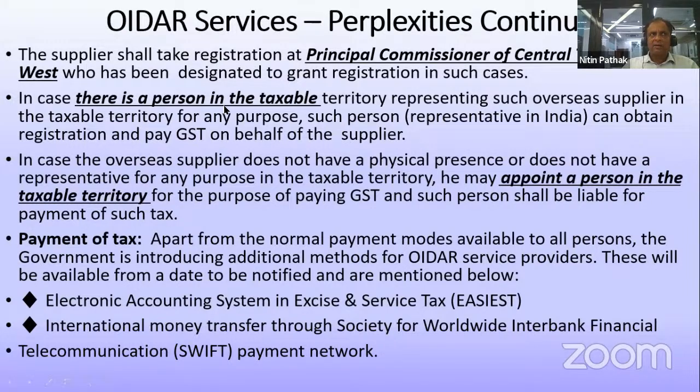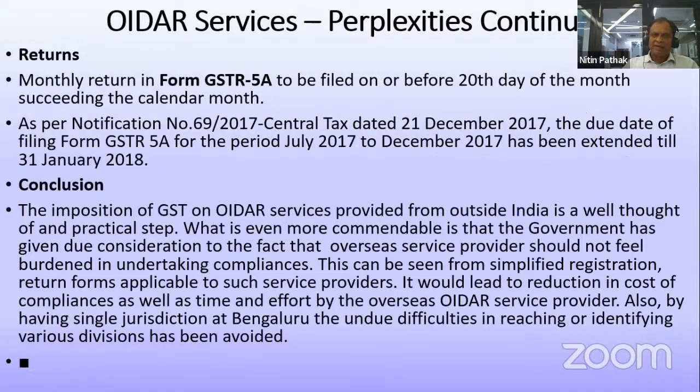In case there is a person who has some designated person in India, then he has to take the registration and pay GST. If there is no person in India, he has to appoint somebody in India and pay GST accordingly. He can pay under the normal mechanism, and there are two more mechanisms provided, the easiest or SWIFT method, where he can pay directly from outside India. He has to file a return monthly in Form 5A before the 20th of each next calendar month.